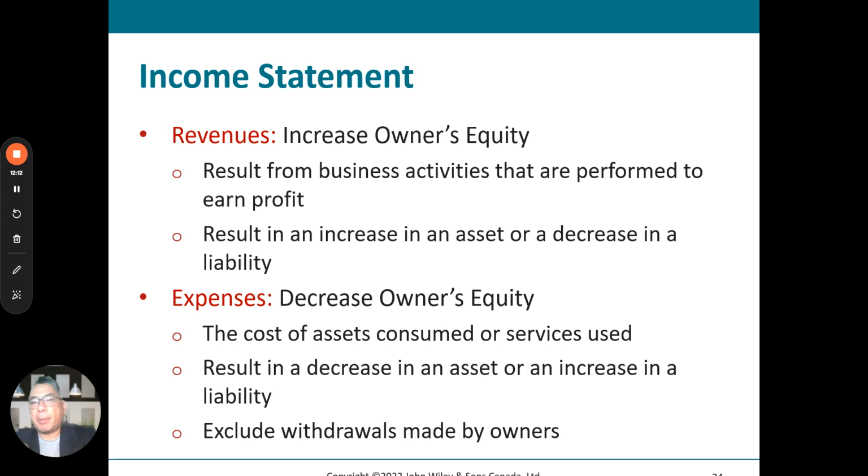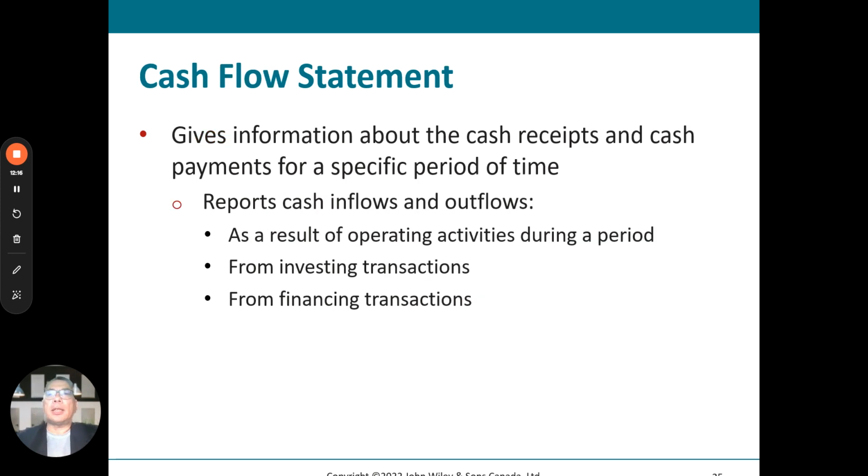Okay. Look at the third one. It's called the cash flow statement. It gives information about cash receipts or cash payments for a specific period of time. It reports cash inflows and outflows. It is a result of operating activities during the period. It is either from investing or financing transactions. So there are 3 areas that can get into the cash flow statement: operation, investment, and financing. Okay.